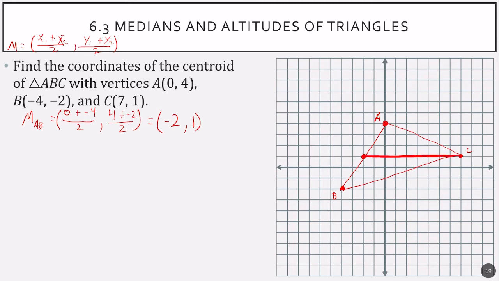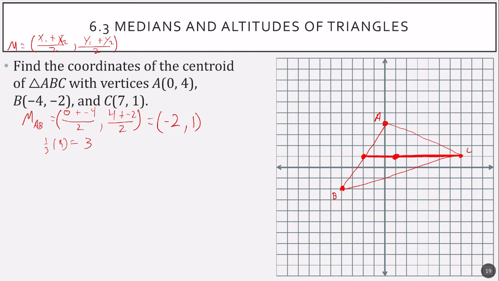So there's that. Now, the centroid splits that into 2/3 and 1/3. So we could come up with the length: 1, 2, 3, 4, 5, 6, 7, 8, 9. So our length is 9. So let's just go with 1/3 of 9 is 3. So 3 spaces over, 1, 2, 3. That should be my centroid right there.